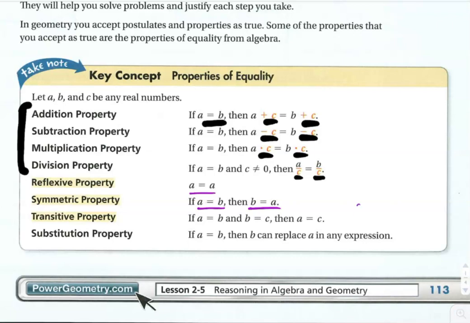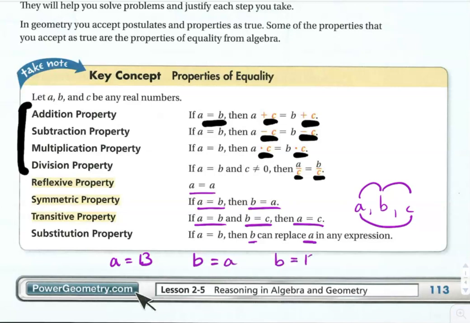If I have three values, A, B, and C, and I know that A is equal to B, and I know B is equal to C, I can then make the conclusion that A is equal to C. And then the substitution property: if A equals B, then I can replace A with B in any expression. So for instance, if I had A equals 13, I could replace B with 13 as well. You're just substituting in.